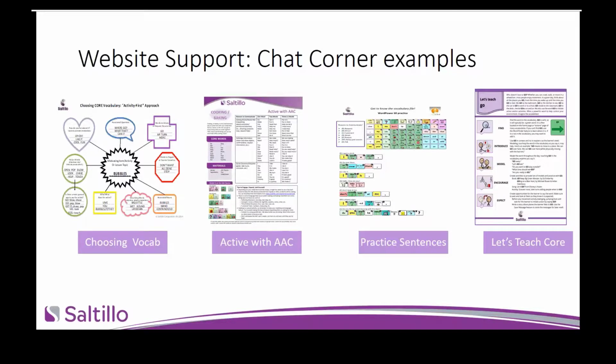Some other cool resources include our Active with AAC. So again, this is a nice print and go activity just to get you moving and outside of just sitting down. Lots of really cool resources to talk about core vocabulary words and how to use these in practice. Some other great examples are practice sentences. This is especially nice if you're using WordPower. We know that WordPower can be a little daunting because there's a lot of words built into there. So if you're looking for some practice sentences, either for you or for your teams to work on, this can be a really nice resource.